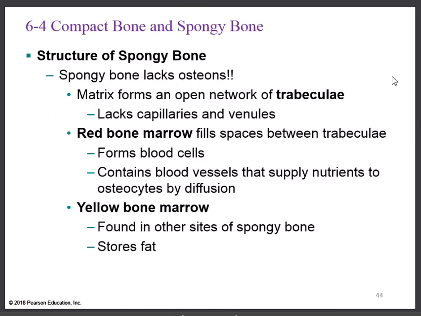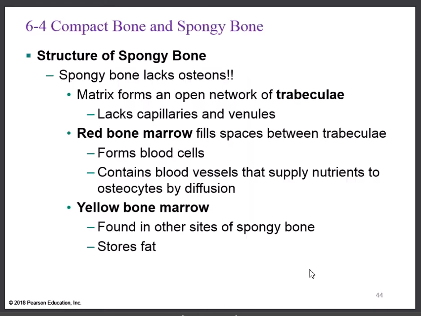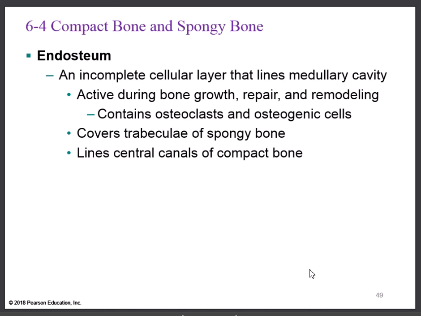Actually, if we go back to this one here, all of this red lining on the trabeculae of the spongy bone is going to be endosteum. Then the endosteum would line also the perforating canal, and it would line the central canal like that also. So all these internal canals. Here you could actually see, here's a central canal, and here's the endosteum right there. That inner lining right there. Okay, so I hope everybody wrote that down. Medullary cavity and the central canal and perforating canal.